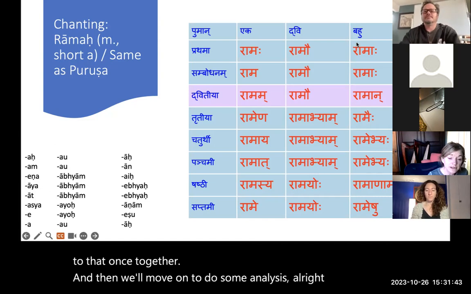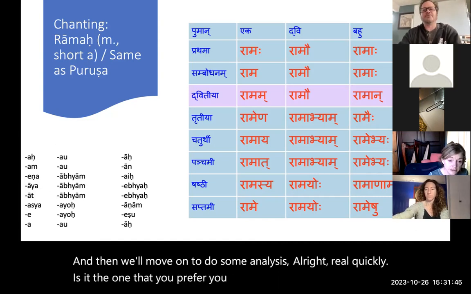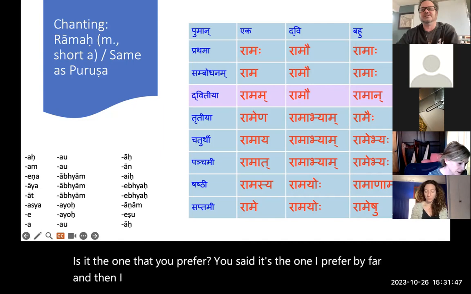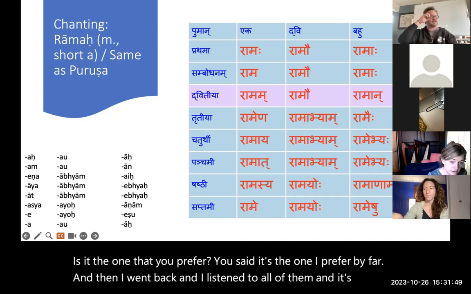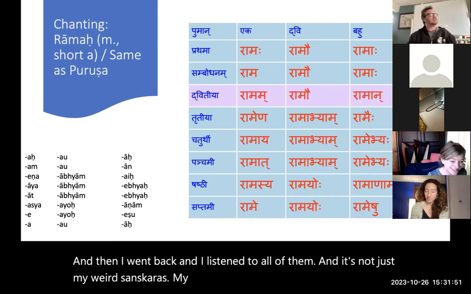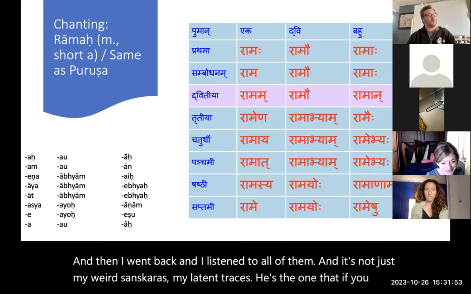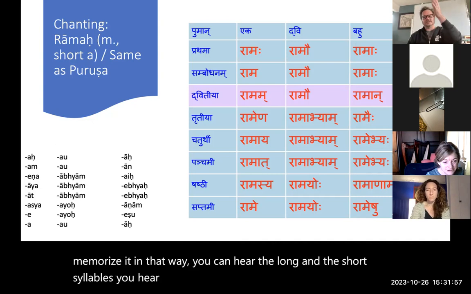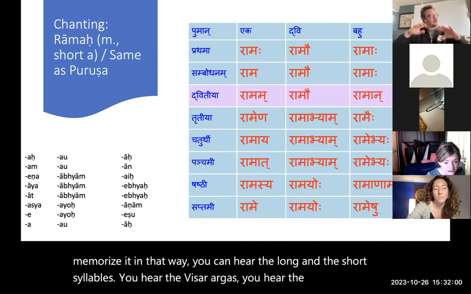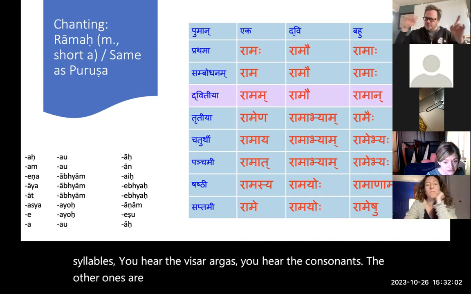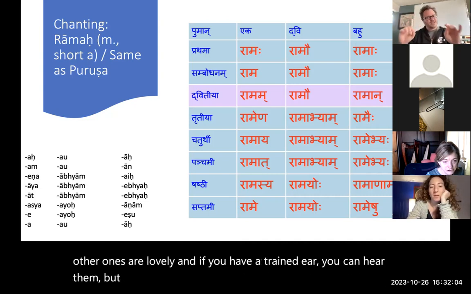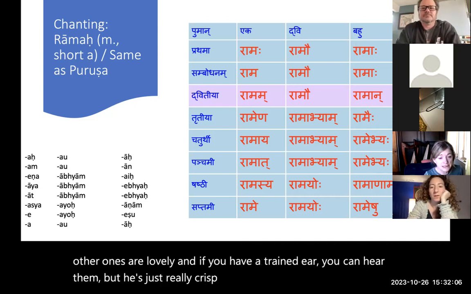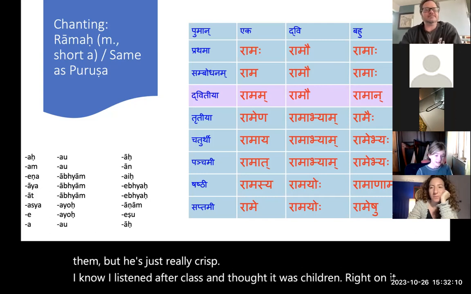Real quickly, is it the one that you prefer, you said? It's the one I prefer by far. And then I went back and listened to all of them, and it's not just my weird samskaras, my latent traces. He's the one that if you memorize it in that way, you can hear the long and the short syllables. You hear the visargas. You hear the consonants. The other ones are lovely, and if you have a trained ear, you can hear them. But he's just really crisp. I listened after class and thought it was really good. Right on. It's not the most pleasant.